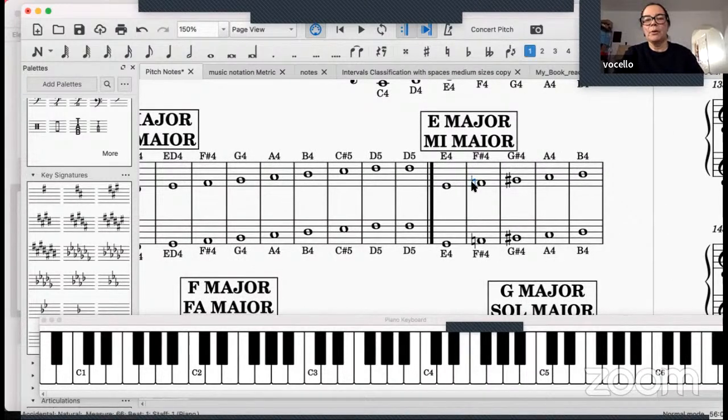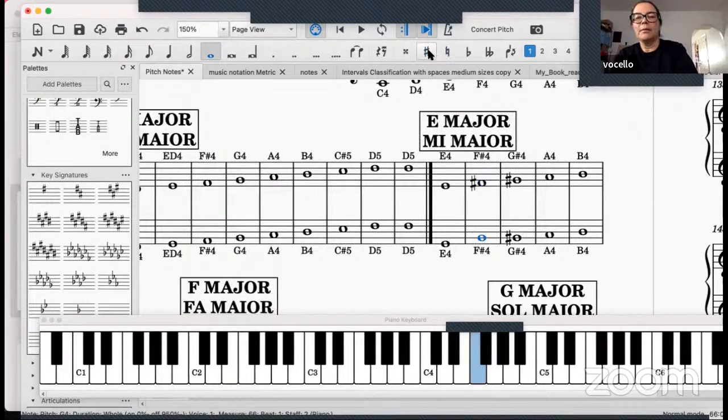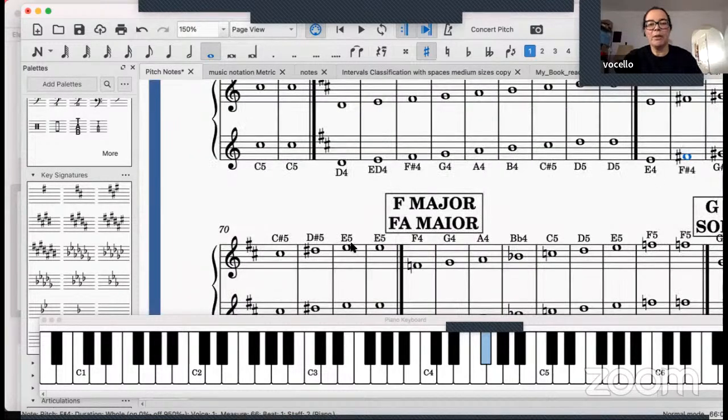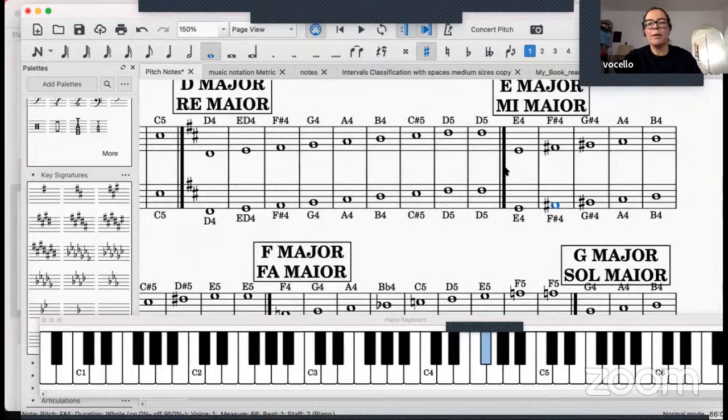E major. So must follow that pattern. Whole step, half step, 3 whole steps, and 1 half step. Let's see. Whole step, half step, whole step, and half step. Let's listen.